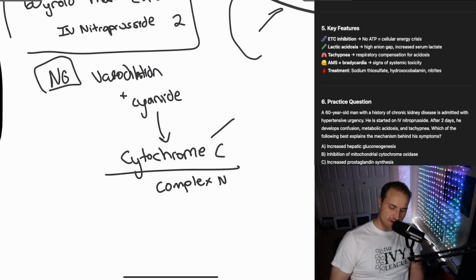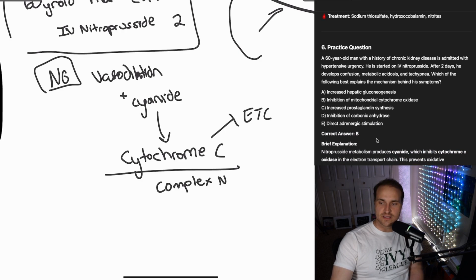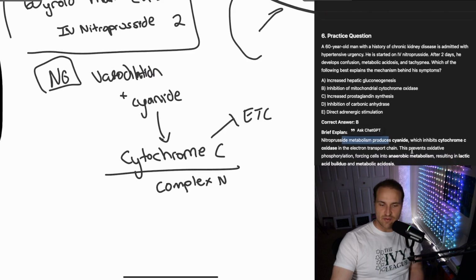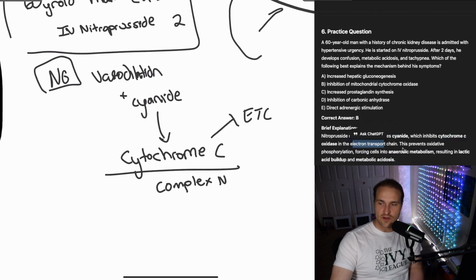And what does that do? That halts the electron transport chain. So that's not working. What are you going to do? Lactic acid is going to accumulate because you're going to switch to anaerobic glycolysis. And so unless you detox them through liver enzymes, then they're going to have hypoxia and organ failure. So if you know that nitroprusside metabolism produces cyanide as a byproduct, and that inhibits cytochrome C, then you'll know that you have lactic acidosis because of that shunting toward the glycolysis pathway, anaerobic metabolism, and metabolic acidosis.